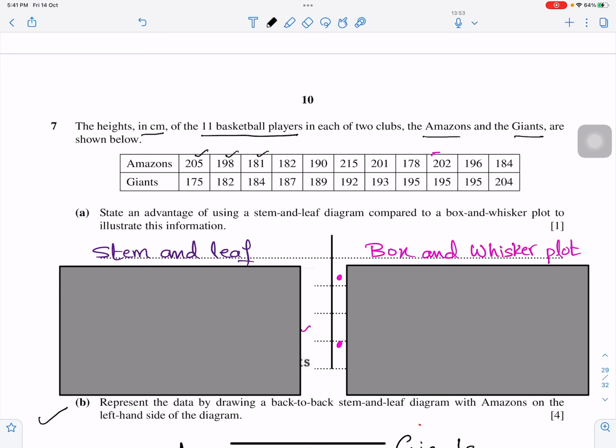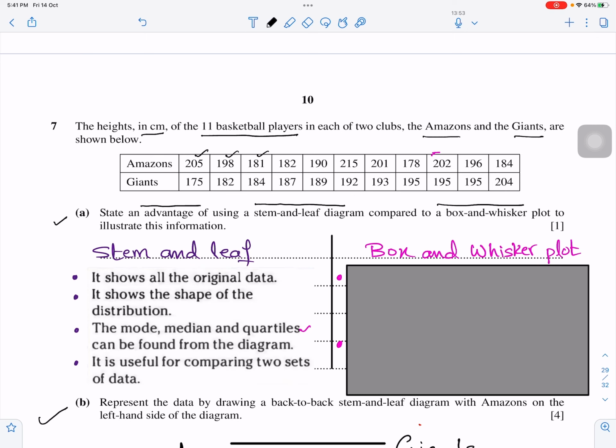Before that, let's see part A, which is talking about the advantages of presenting the data in stem and leaf form or in box and whisker form. Whatever way you choose to present your data, you should have a justification for why you are picking that particular way. So here we are talking about the advantages of these two. Let's see stem and leaf advantages first of all. If you want to think, you can pause the video and then think. After that you can play it.